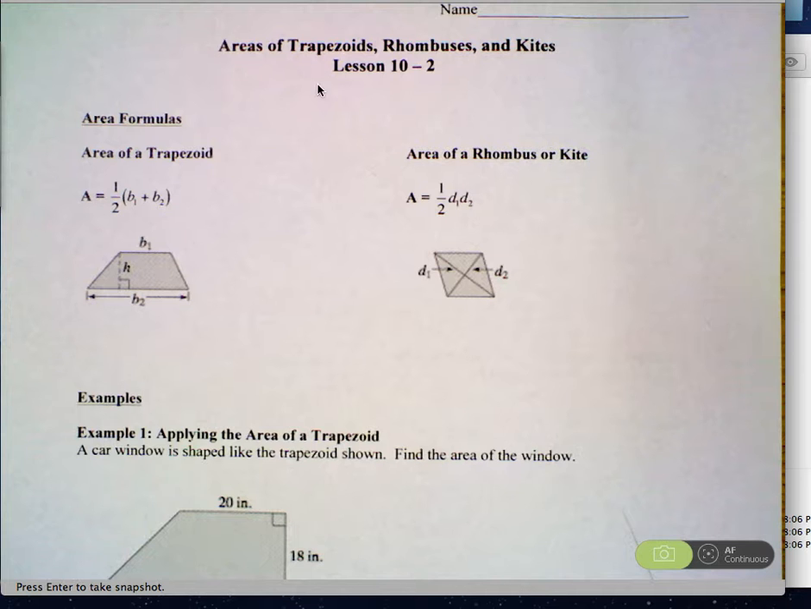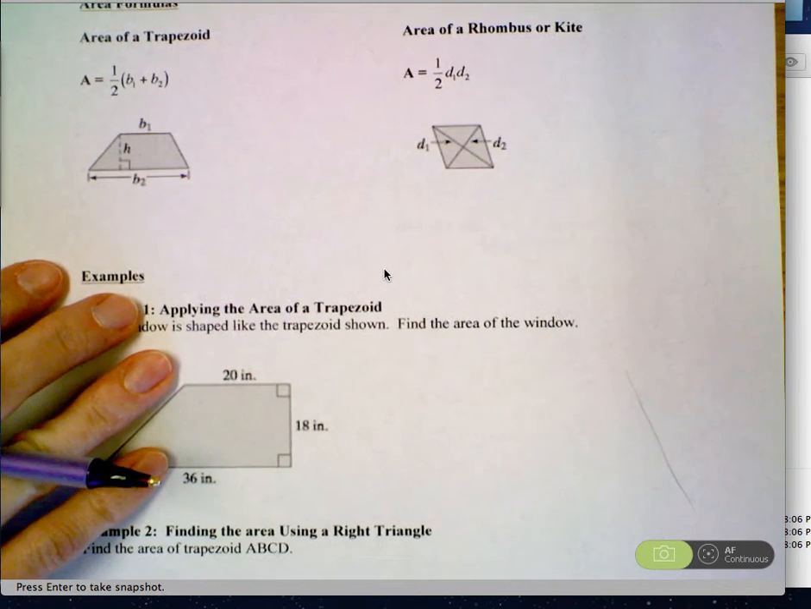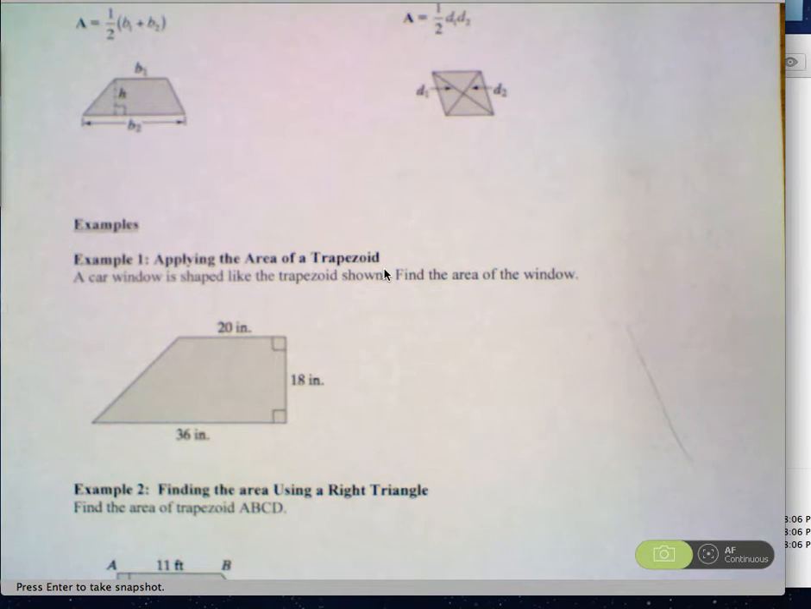For a trapezoid, you take 1/2 times the sum of the two bases. And for a rhombus or kite, you take 1/2 times the diagonals. A diagonal goes from vertex to vertex, so you multiply each of those two diagonals and divide by 2. So let's look at a few of these and work some of these formulas.